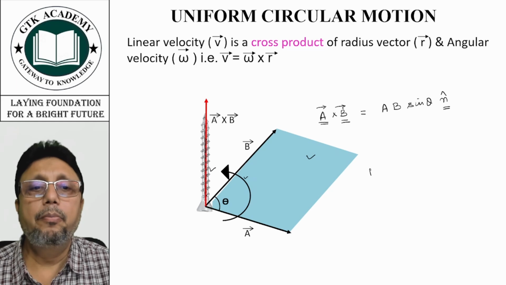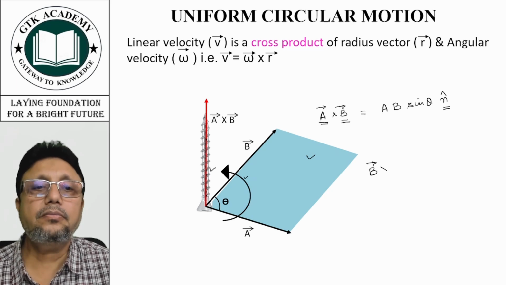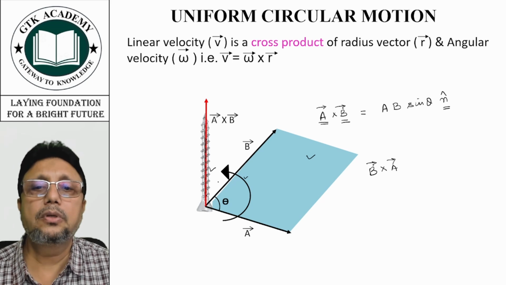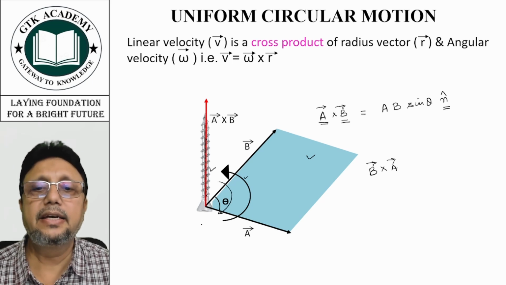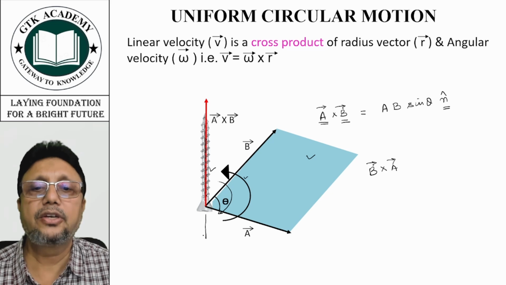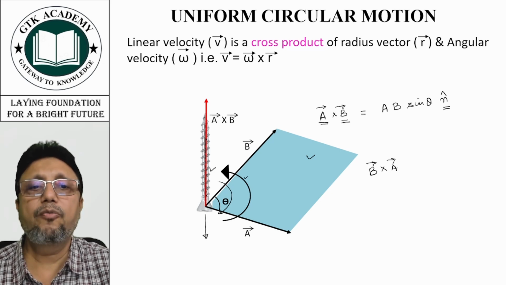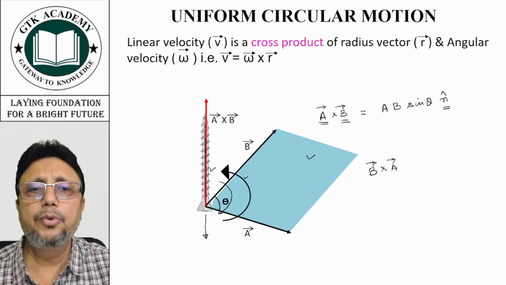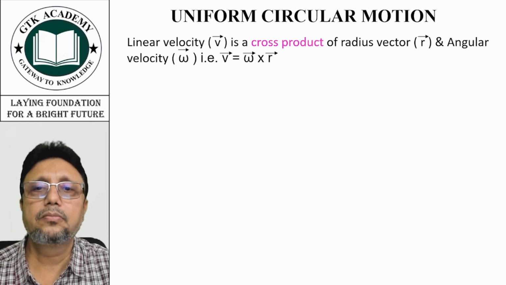However, for B cross A, you have to start from B to A like this. In that case, the screw will move in this direction. So the direction of B cross A is the reverse of A cross B. I hope you have understood this.